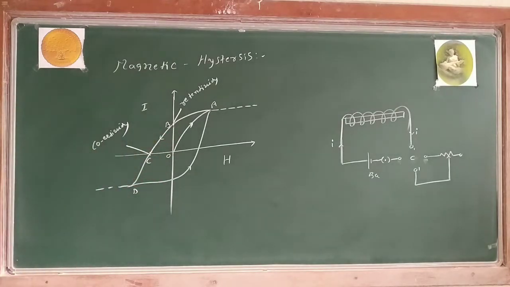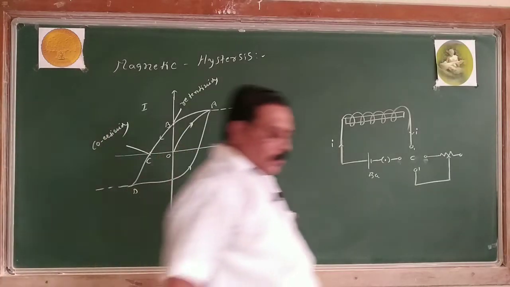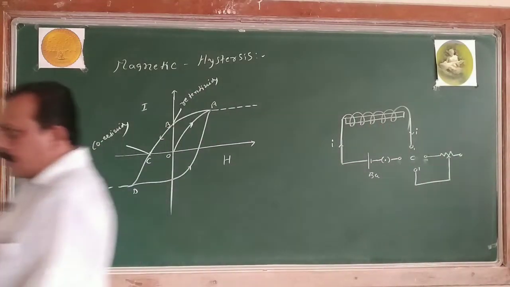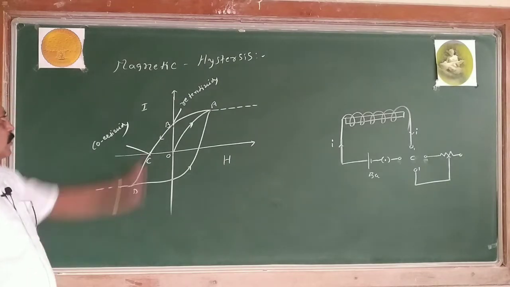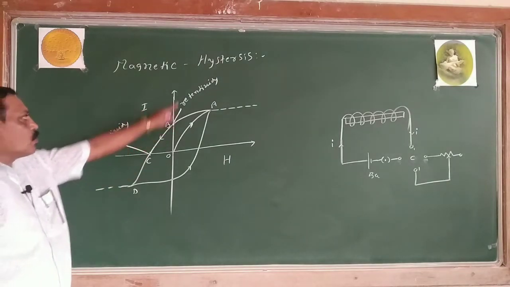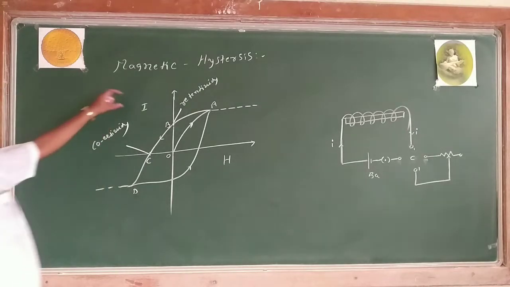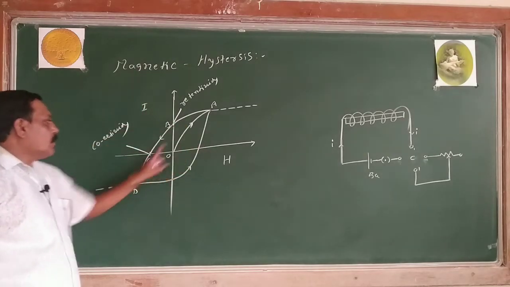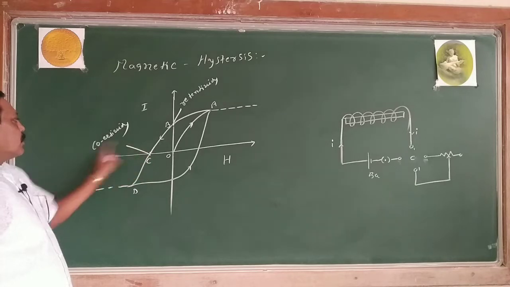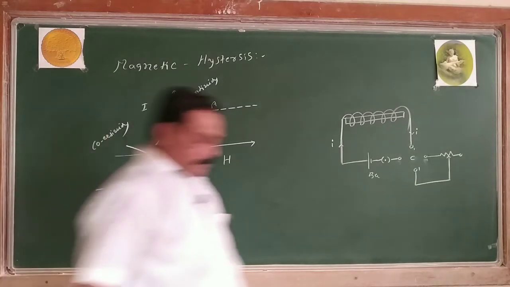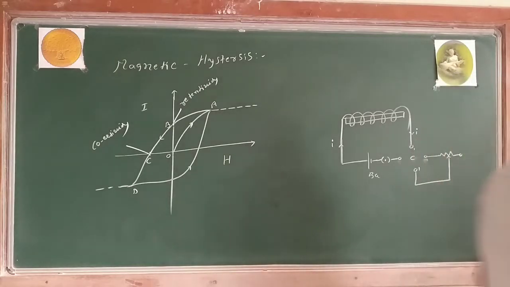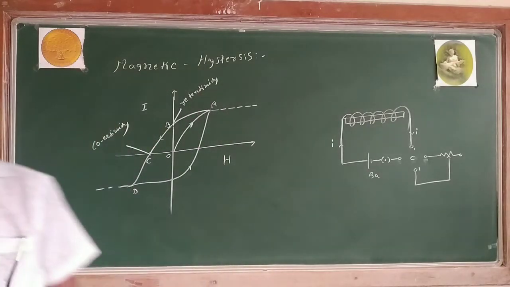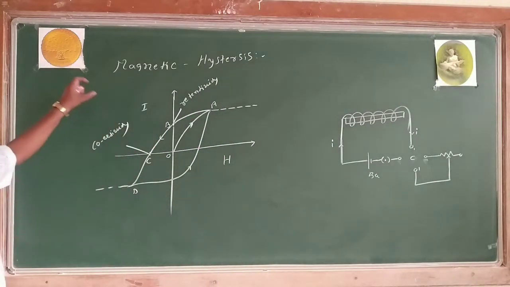But what are the two important terms? One is retentivity, another one is coercivity. Retentivity: even though the magnetizing field H is made 0, the intensity of magnetization is left in the material. Whatever magnetization I is left in the material is made 0 by applying the magnetic field in the reverse direction, and that property of the material is called coercivity. By knowing the graph and calculating the area, we can select the material for making permanent magnets and temporary magnets.